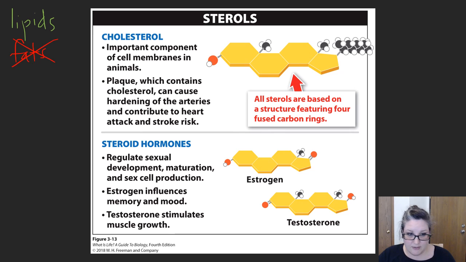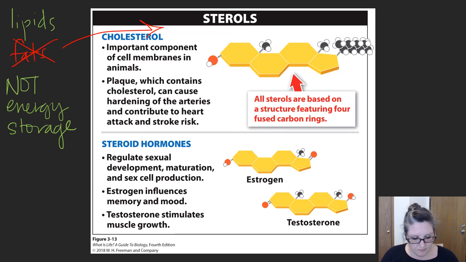They are specifically sterols, and that's because of their shape. These are also not for energy storage. They have different functions. Instead, they regulate certain growth functions and sexual development. So included in those are cholesterol, estrogen, and testosterone. These are examples of sterols, and here are their specific structures.